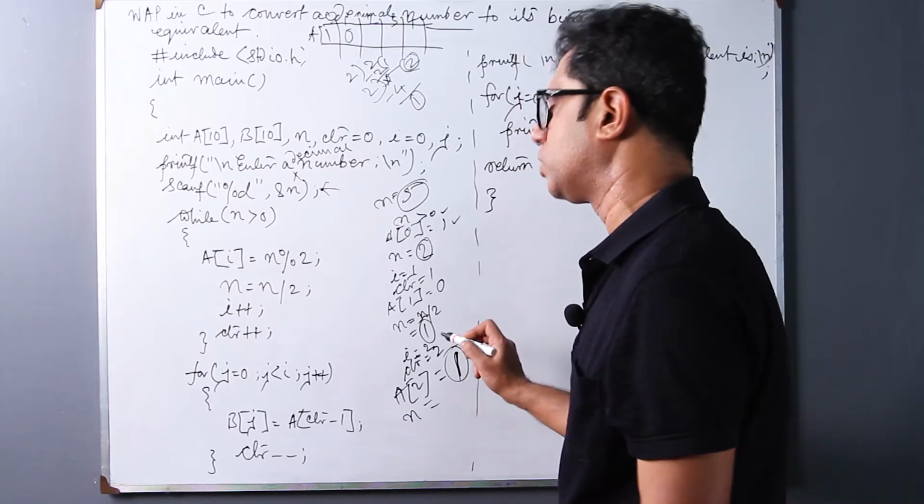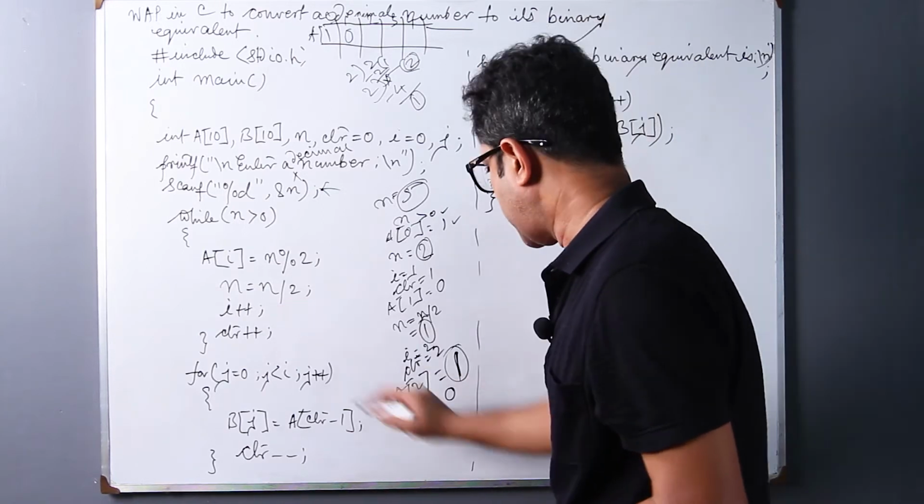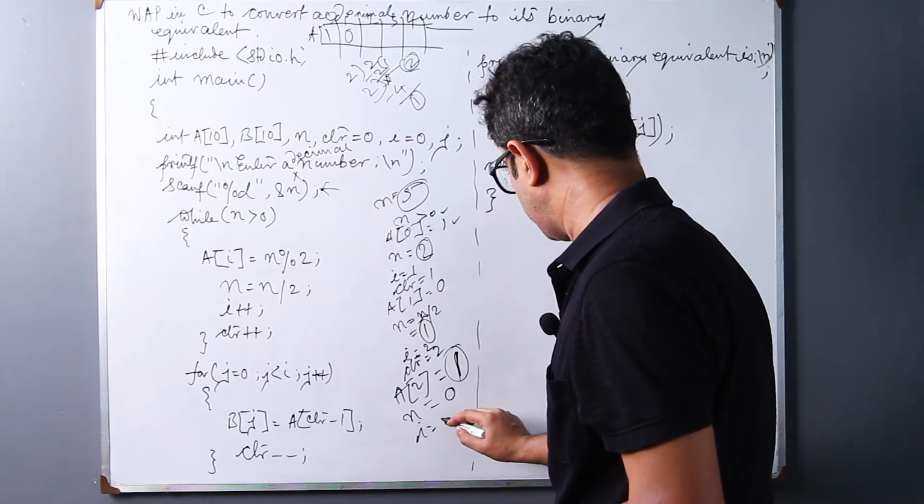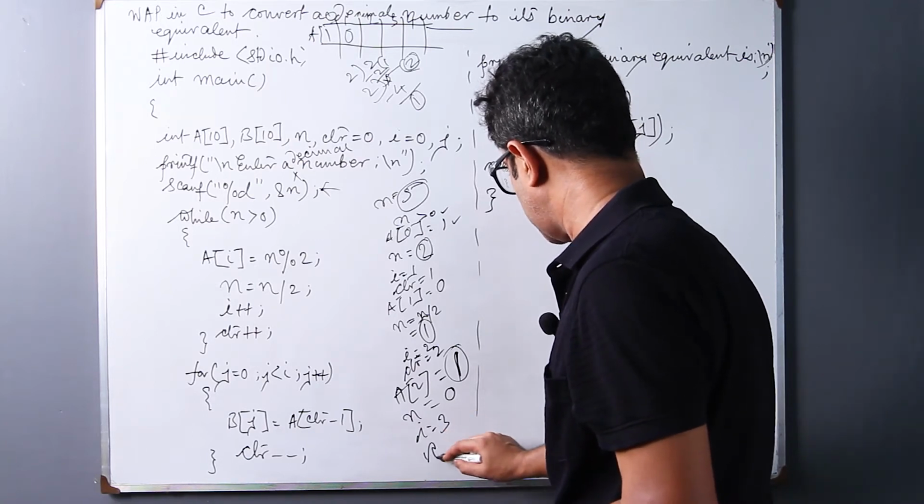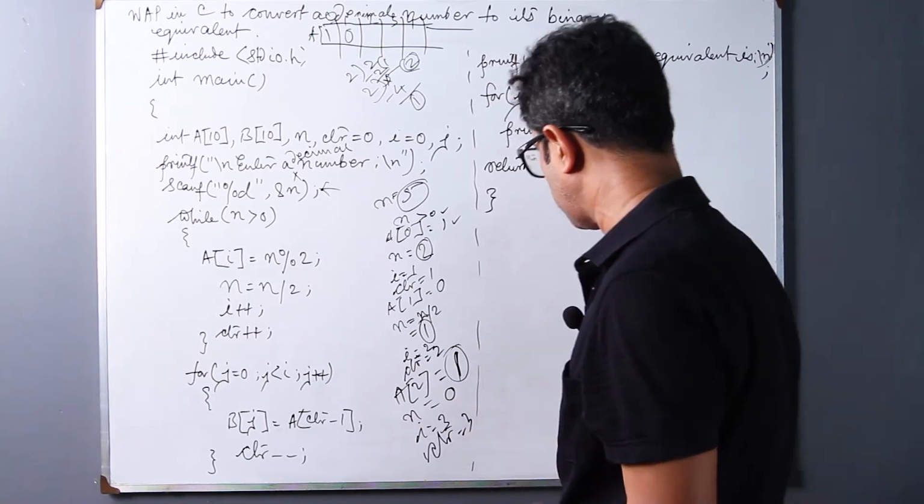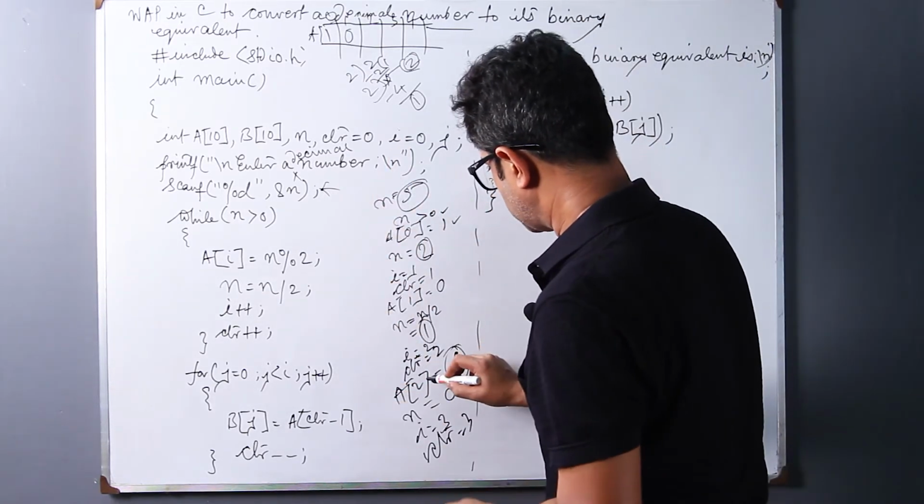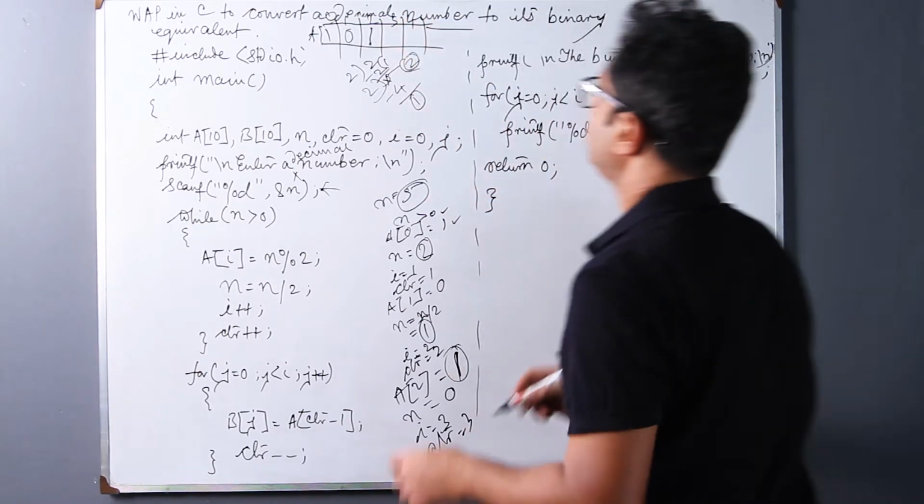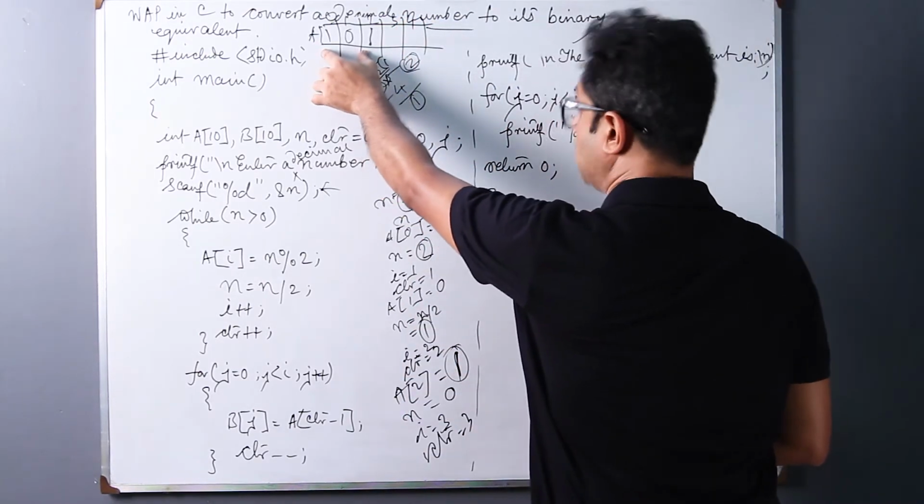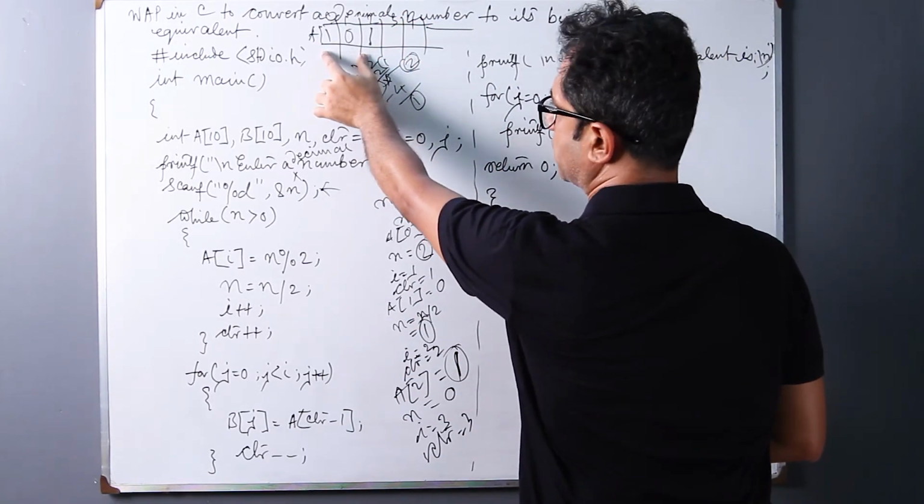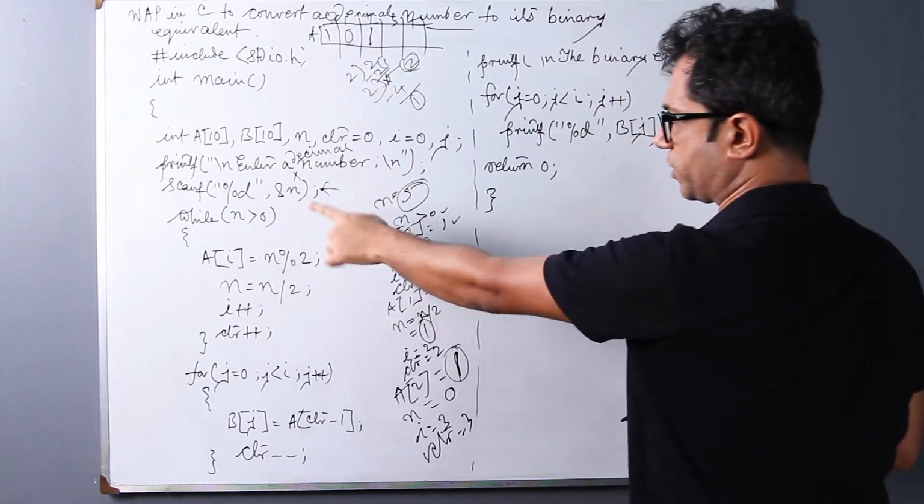1 divided by 2, the quotient will be definitely 0. i will be incremented to 3. CTR will also be incremented to 3. So, now we are storing this 1 over here. Now, this is the output from the third iteration of the while loop.